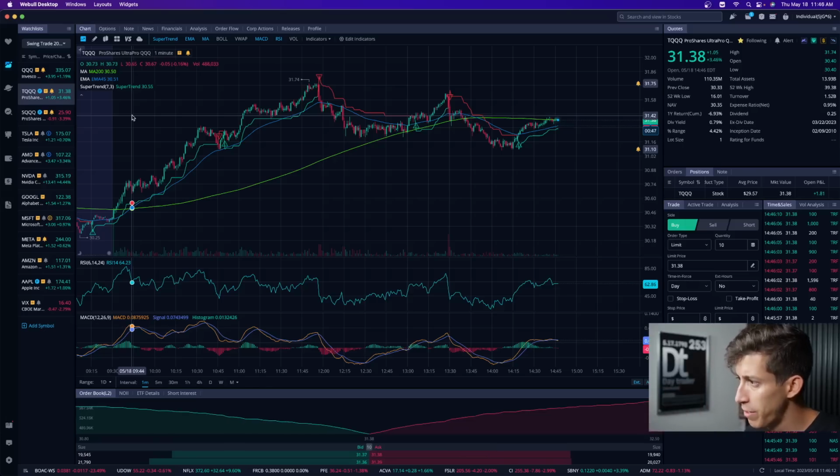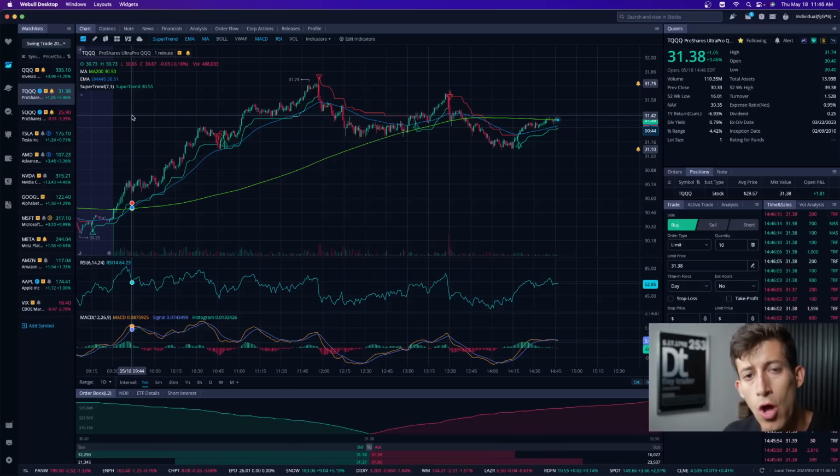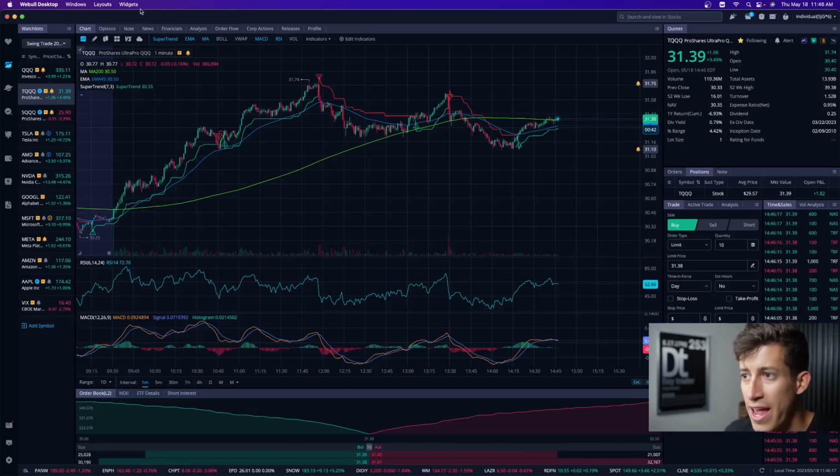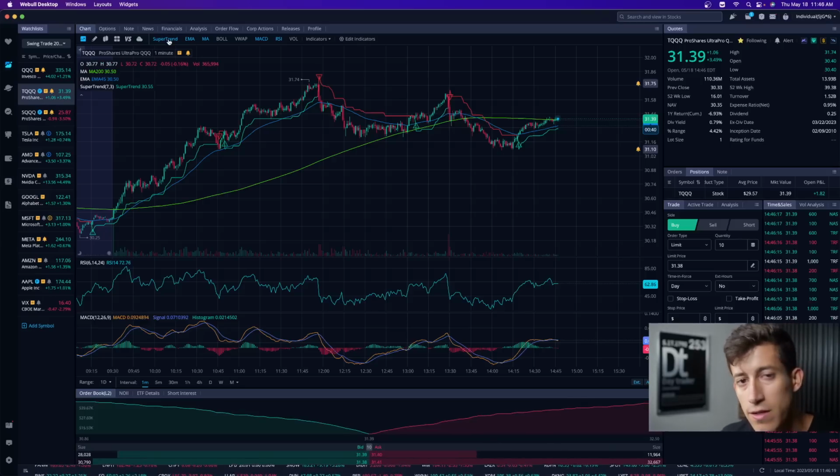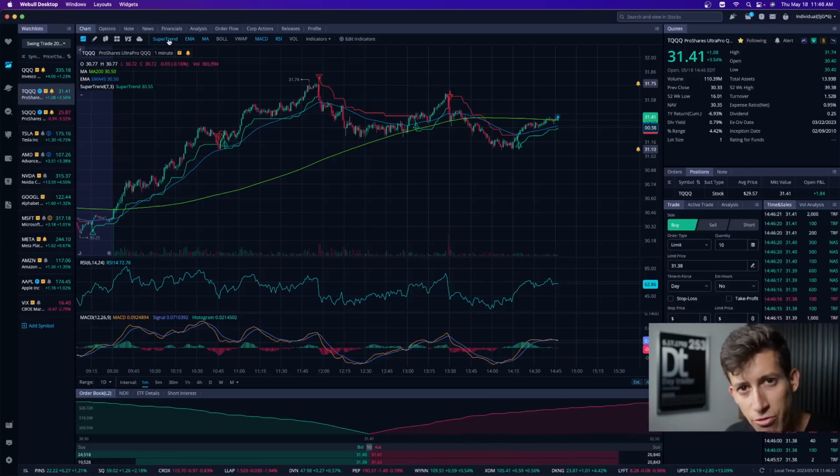I'm going to start sharing my screen, and this indicator is available on the Webull trading application, and it's called the Super Trend Indicator. Again, Webull is a free trading application available to anyone in the US.